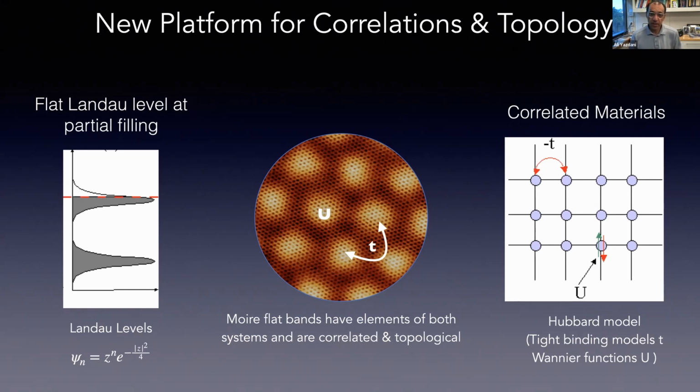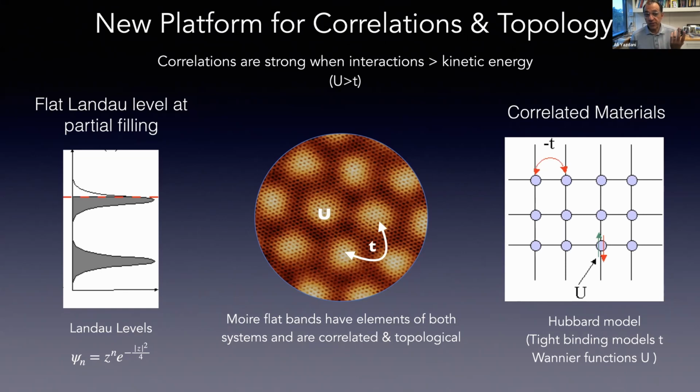So let me just, and also as you'll see here today, the novel thing about this material system is this interplay between interaction and hopping of electrons, which can be such that the interactions are very strong. And as you'll see, this leaves a very interesting imprint in the behavior of the system in many of the respects that we're going to be talking about today.